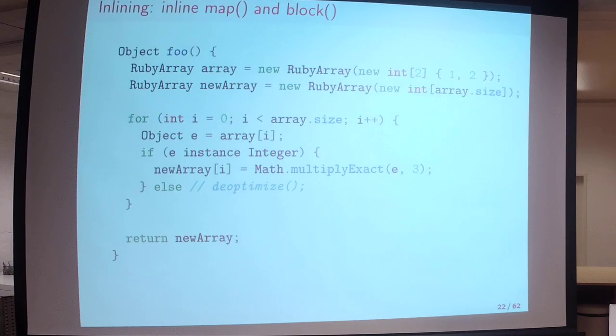Once we inline everything, we have something like this. We have the original array with 1 and 2, and then we create a new array of the same size, and for every element we call the block, but this is inlined, so we just multiply by 3 directly.